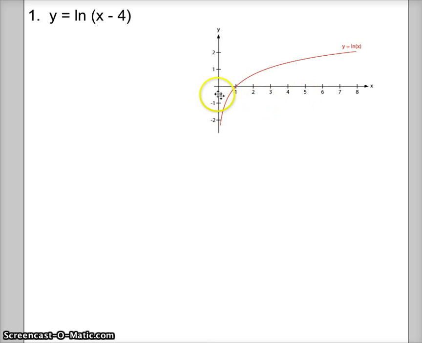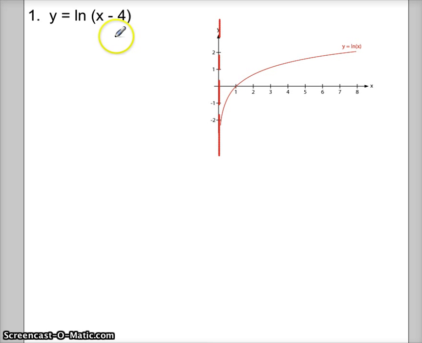I've put a picture of the graph of the parent function of the natural log on here to remind you of a couple of things. First, there is a vertical asymptote on the parent function at x equals 0, and there's an x-intercept on the parent function of (1, 0). And we're going to refer to this graph as we find the domain, the x-intercept, and the vertical asymptote.